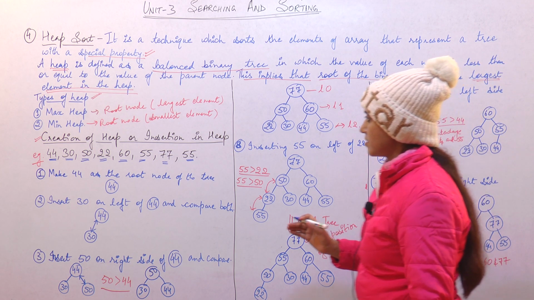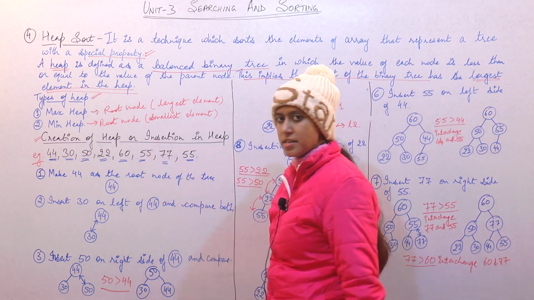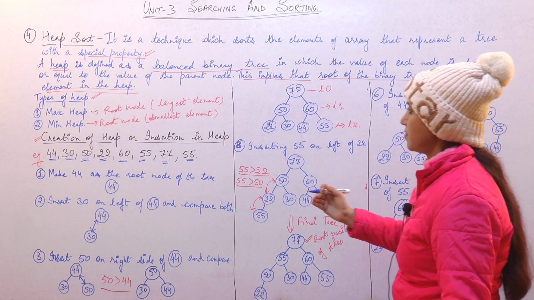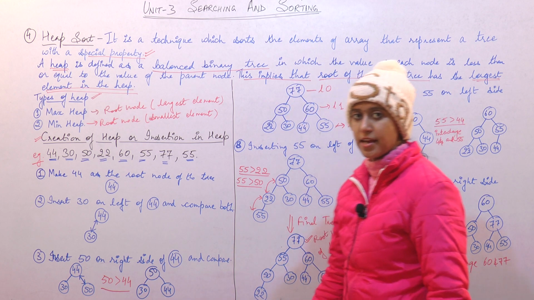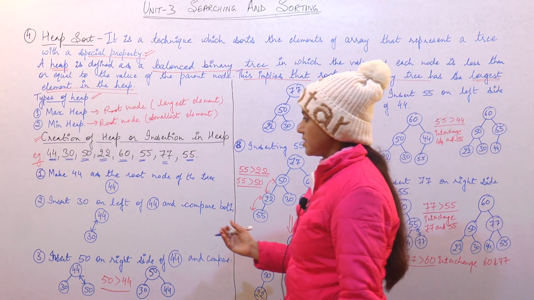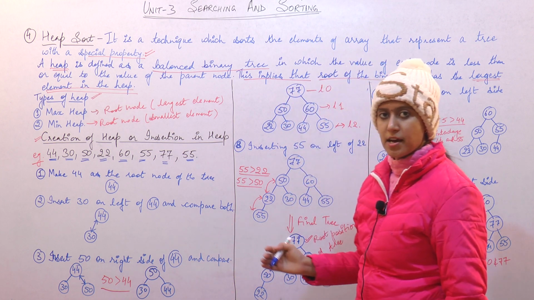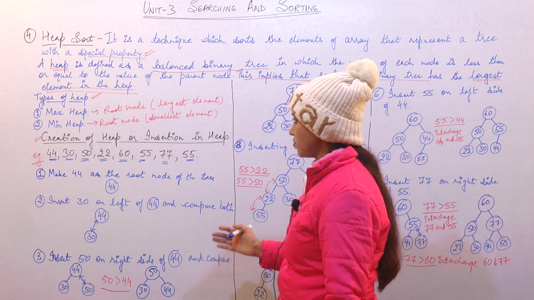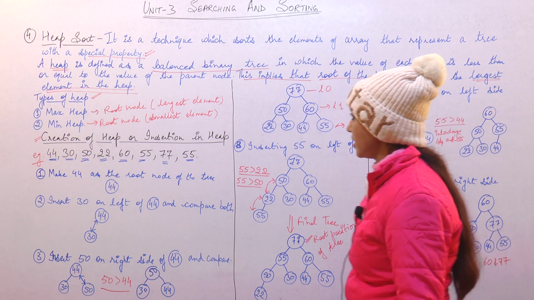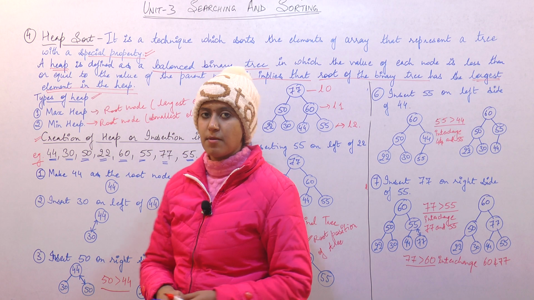So this was the creation of heap or insertion in heap. In this way we can create a heap using the elements of the array, and as we are inserting the elements of the array in this heap, we are sorting them also, so that we get the largest element at the root position of the tree. So this was all about heap sort.